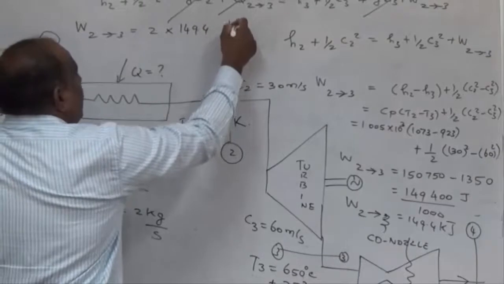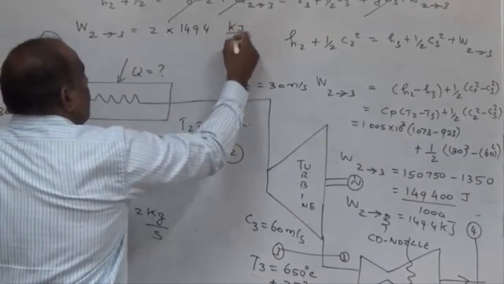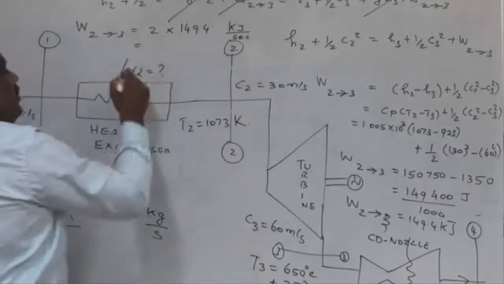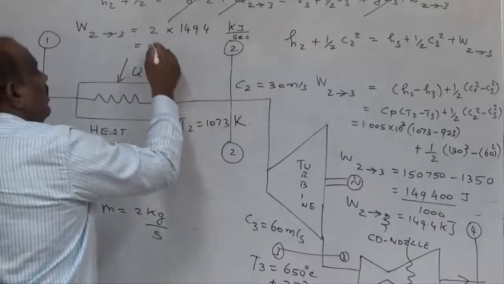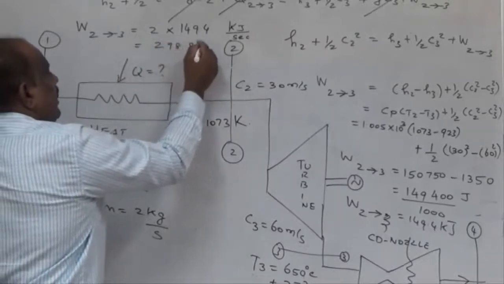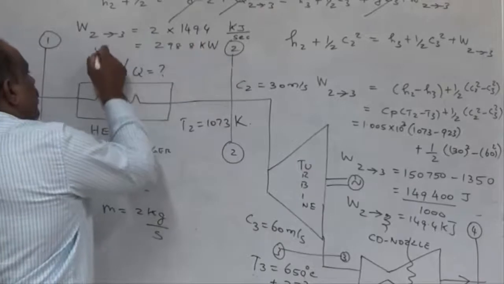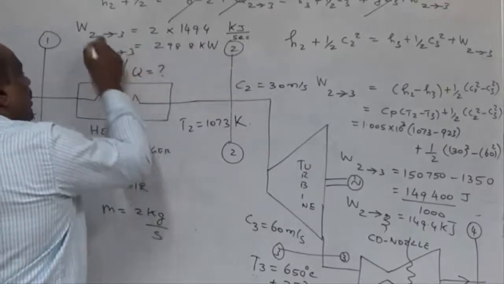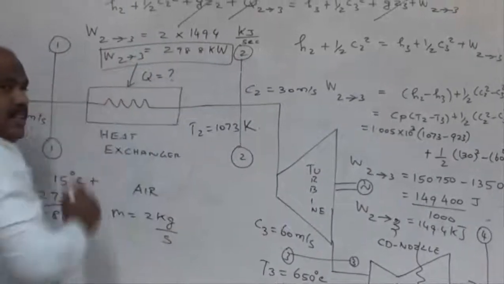The unit will be what? Kilojoules per second. Very good. Kilowatts. So what is the answer? 298.8 kilowatts. I hope you can easily understand. It's not difficult. It's very simple.